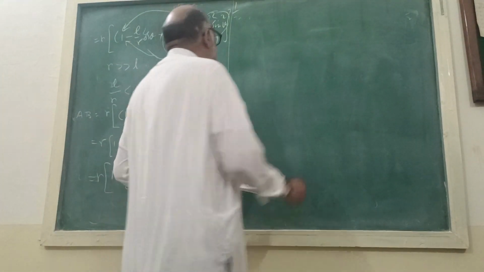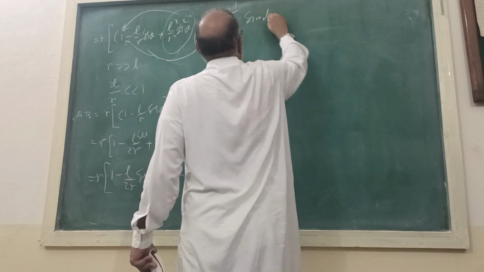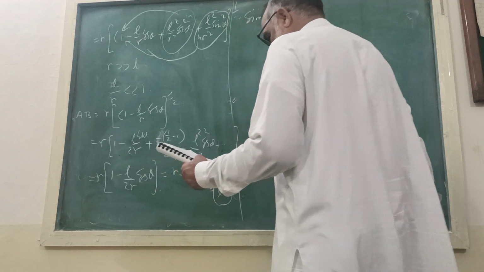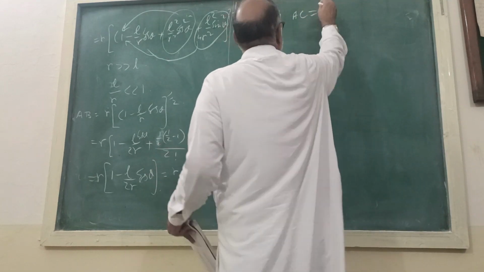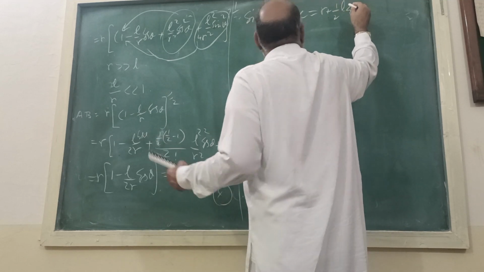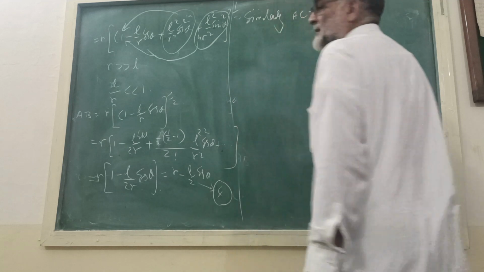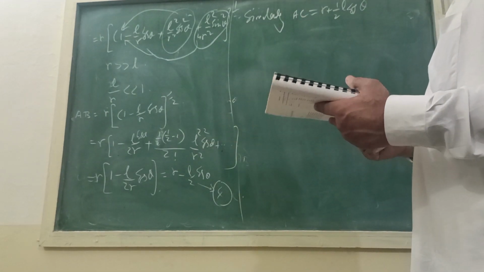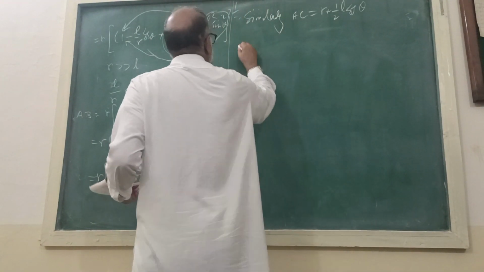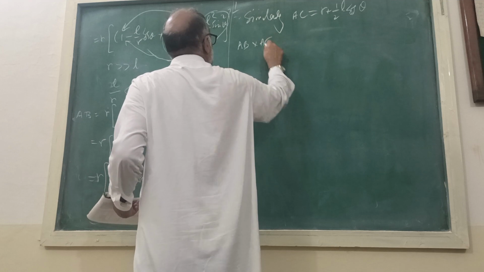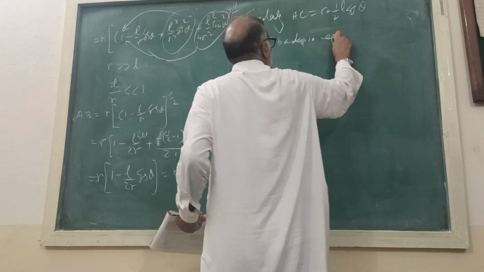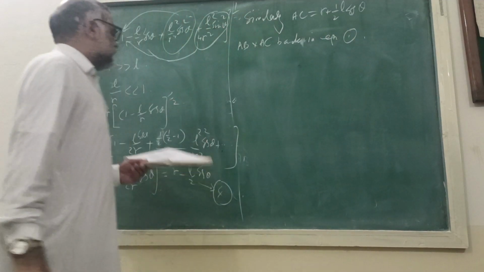Similarly, AC is equal to R plus 1 over 2 L cosine of theta. So we put the values of AC and AB back in equation 1. Right?